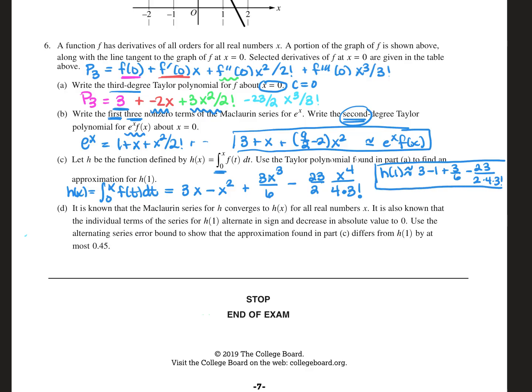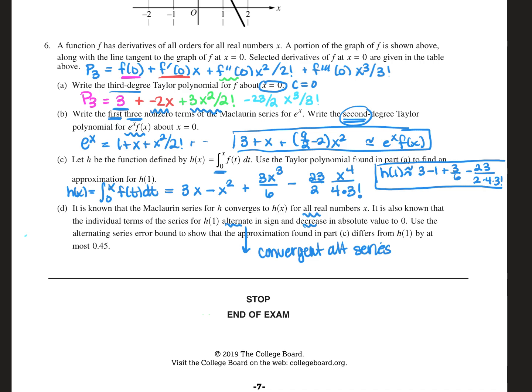Part D. It is known that the Maclaurin series for h converges to h of x for all real numbers. What that means is that it has an infinite radius of convergence, which we should have known, that 1 was in the interval of convergence before we actually plugged it in. They should have told us that before that point. It is also known that the individual terms of the series for h of 1 alternate in sign and decrease in absolute value to 0. What that means is that it is a convergent alternating series. So right there, that means it's a convergent alternating series.